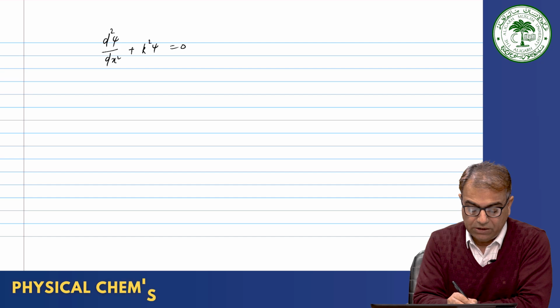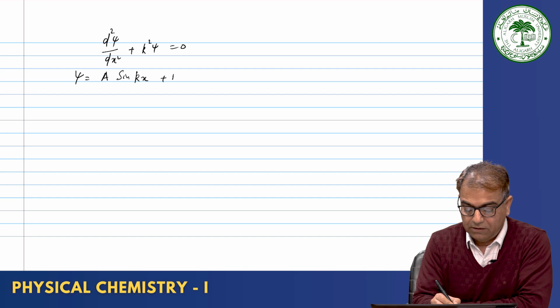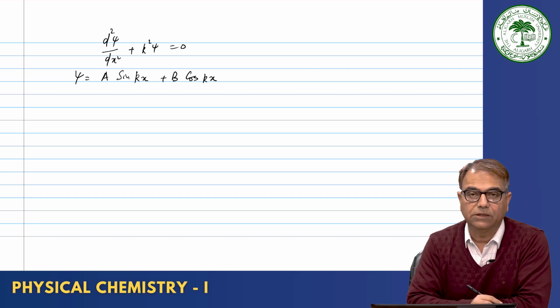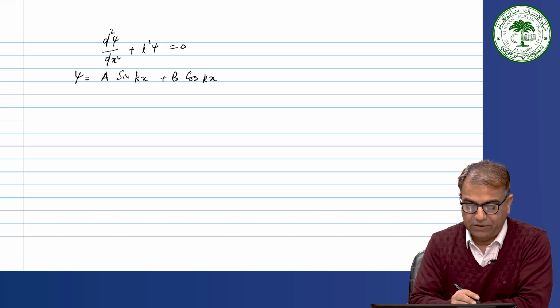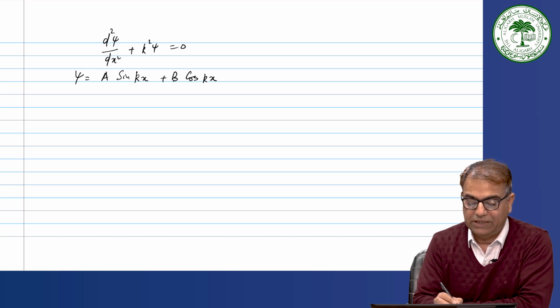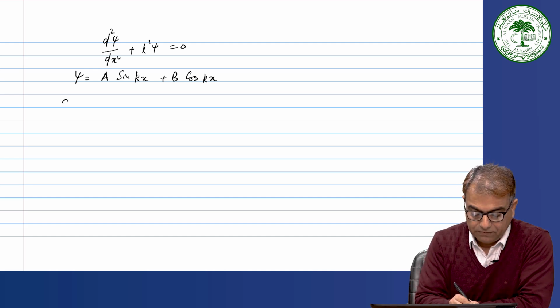We can write a general solution. I write it as a sin kx plus b cos kx. We have written the exponential solution in the previous class. Now, it is a trigonometric solution. One is convertible to the other through a formula you know, Euler's theorem. Okay, you can convert one into another. So, a sin kx plus b cos kx.